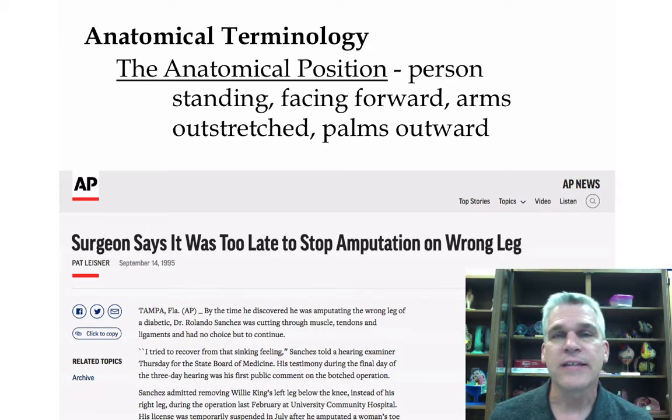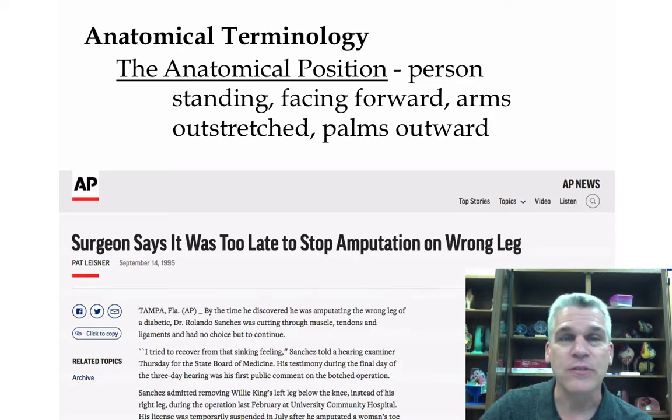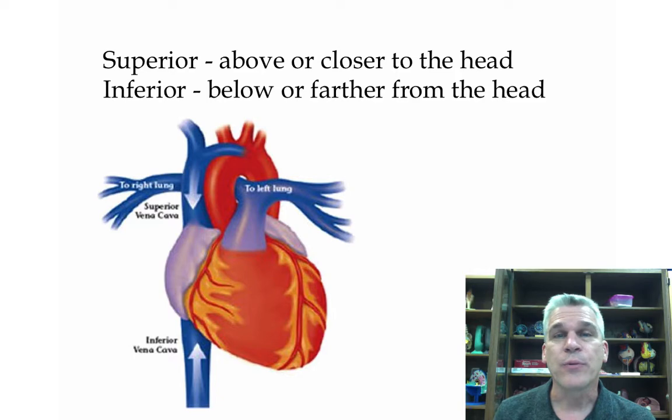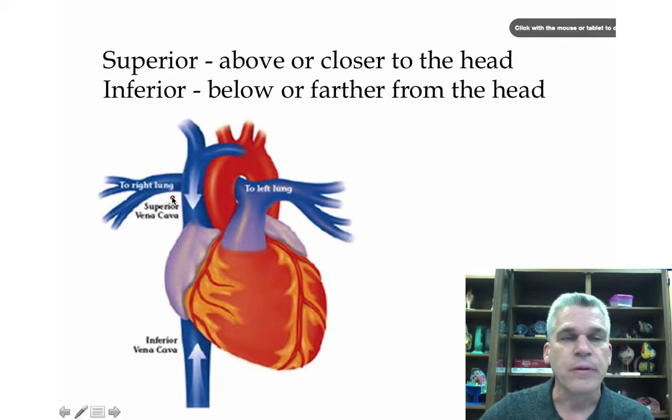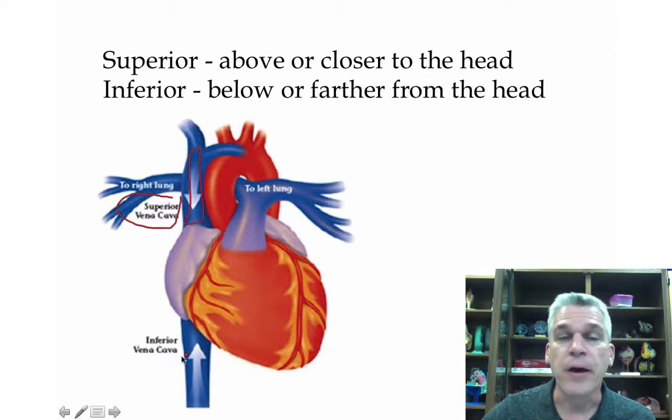So we're going to look at this anatomical terminology. We're going to take this in pairs and we'll show you a couple examples of each of these. For example, we have superior and inferior. Superior means above or closer to the head. Inferior means below or farther from the head. In this example, the superior vena cava, which is right here, is above the heart. The inferior vena cava is below the heart.